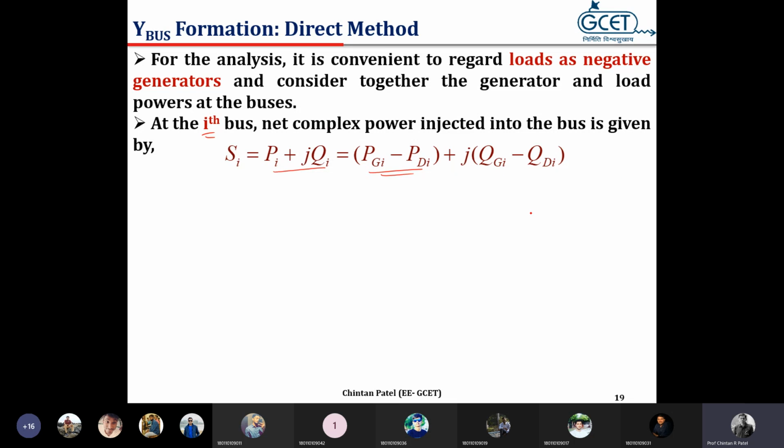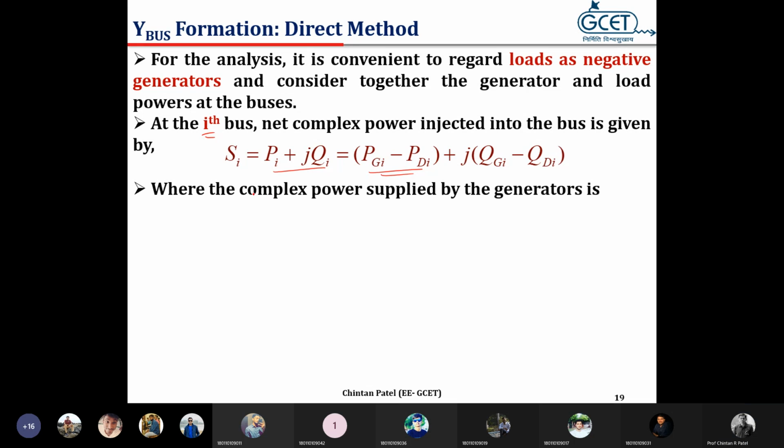That means at any bus, if generator and load both are present, then depending upon their value, whether generation is more than demand or demand is more than generation, the net power injection will be decided. Okay, we will solve an example to understand this very soon.